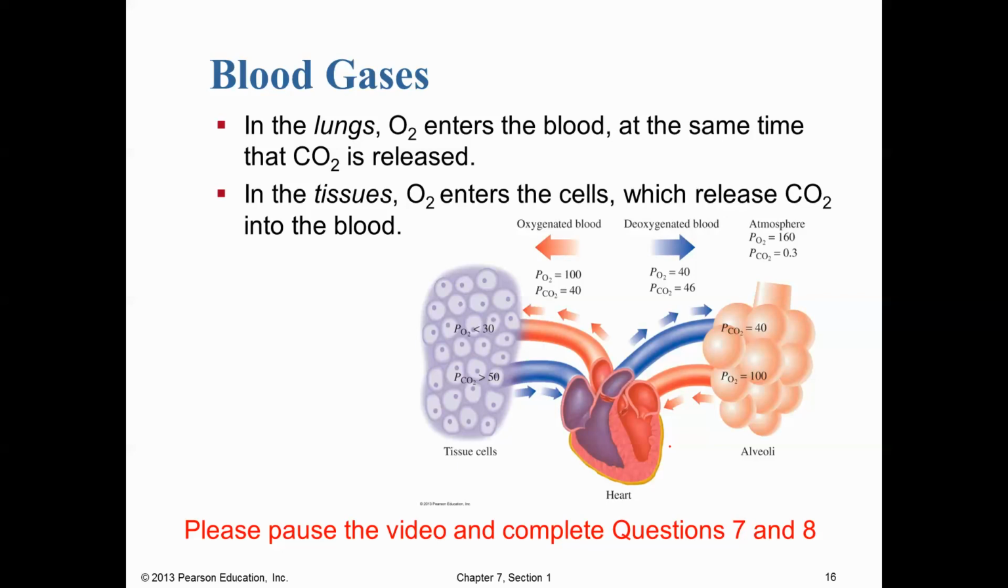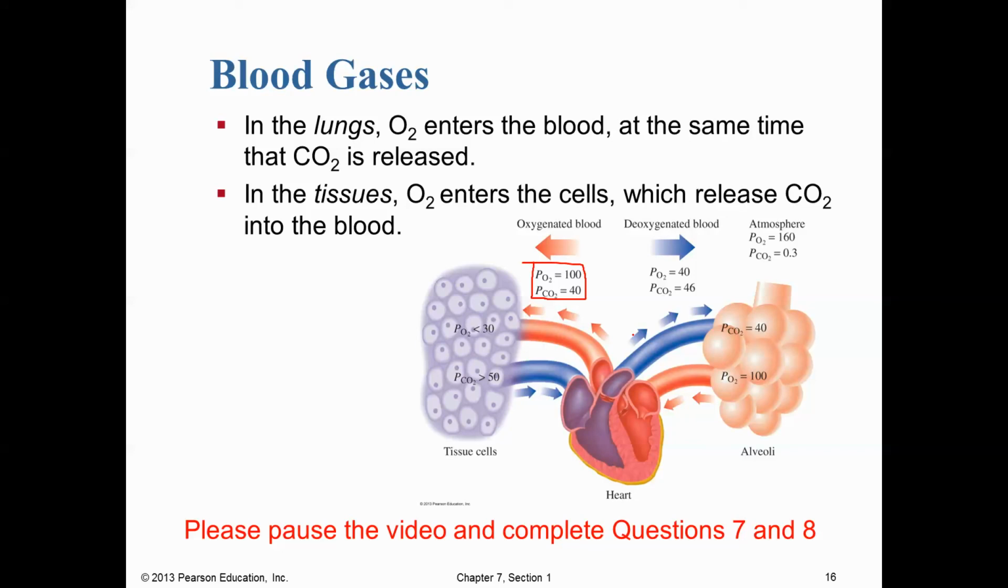In particular, we have significant amounts of both oxygen and carbon dioxide dissolved in our blood. If we look at the oxygenated blood, the blood that's in our arteries, leaving our lungs and going out towards our bodies, we have about 100 millimeters of mercury for the partial pressure of oxygen, and about 40 millimeters of mercury is the partial pressure of CO2.